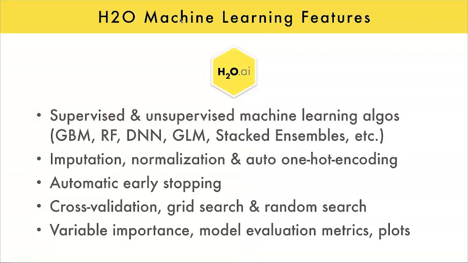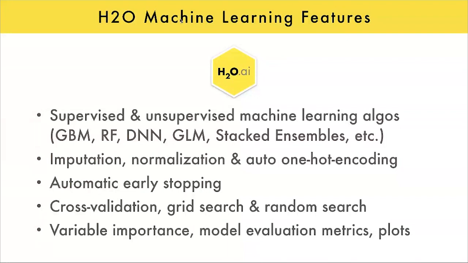So we have a bunch of different algorithms that you can choose from, and then we do other things as well. By default, we'll handle all of the basic data pre-processing that you need to do for machine learning automatically. That would include imputation. So if you have missing values in your data, we can just handle that automatically. If your algorithm requires you to normalize your columns, then we do that automatically.